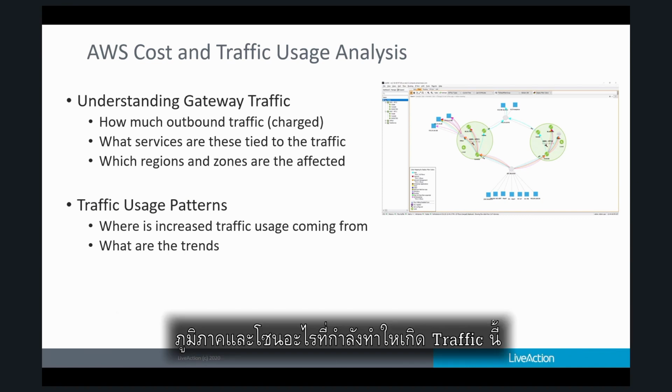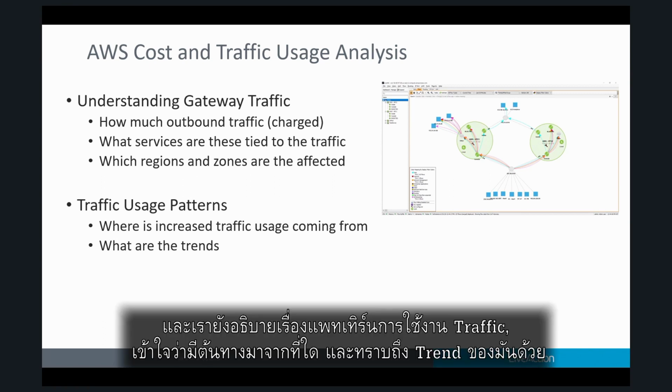So in the short video, we went over understanding gateway traffic, outbound, and also what services are tied to it, which regions and zones were actually generating that traffic. Then we also went over traffic usage patterns, understanding where it originated, and some of the trends.